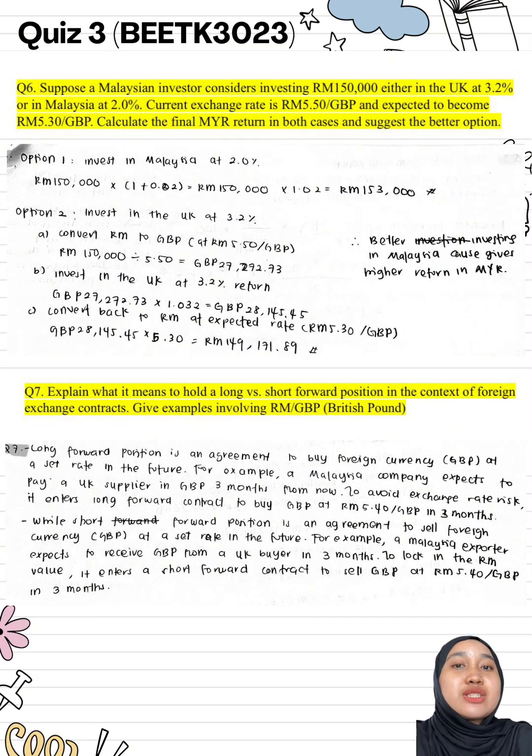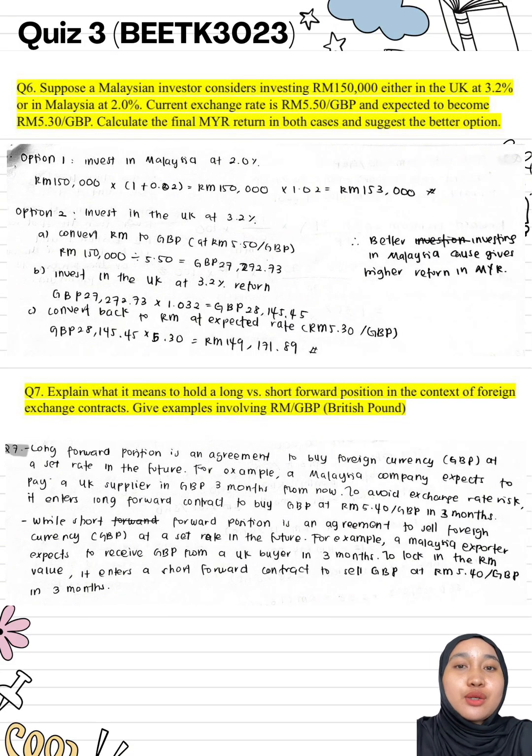Other than that, for an example of a short position, we imagine a Malaysian exporter selling products to the UK. The buyers will pay them in pounds in 3 months. The exporter is worried that the pound might weaken, reducing the RM value of the payment. So they take a short forward position, which means they agree to sell GBP at 5 ringgit 40 cent in 3 months. This way, they lock in the RM value and avoid losses from a falling pound.